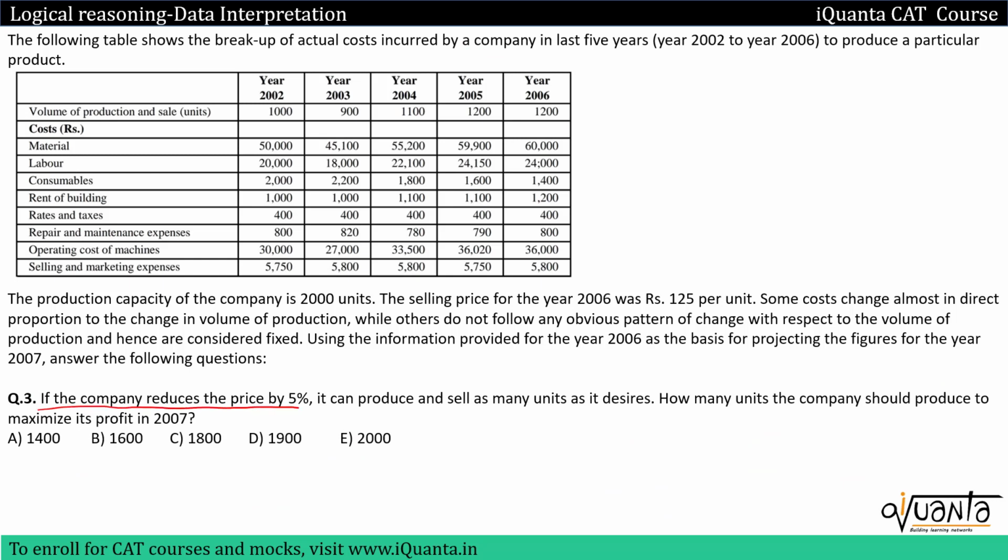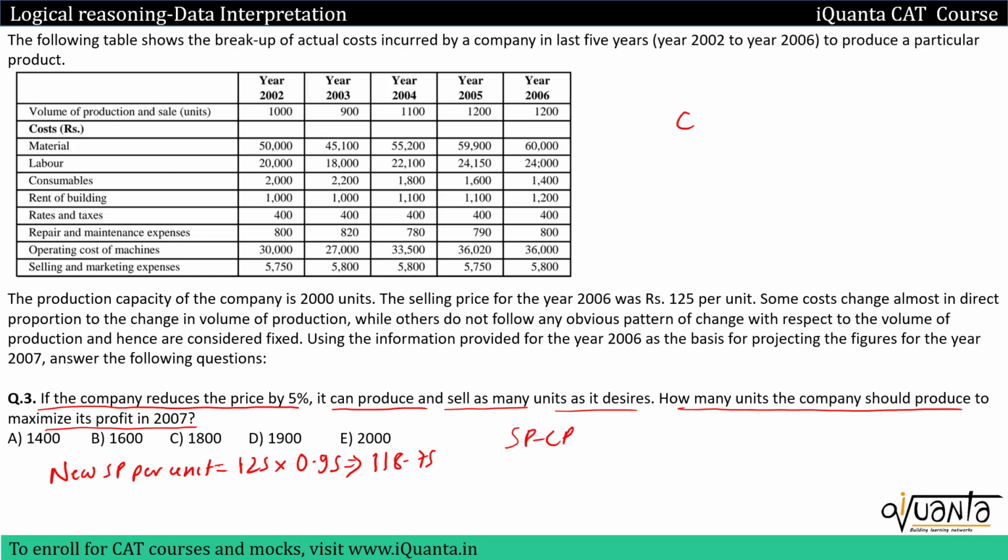Third one is, if the company reduces the price by 5%, it can produce and sell as many units as it desires. How many units should the company produce to maximize its profit in 2007? So now the selling price of every unit must be reduced by 5%. So new SP per unit will be 125 reduced by 5%, so we'll multiply it by 0.95, which gives us 118.75 rupees per unit as the new price. Okay, we have to maximize the profit. Profit is always SP minus CP.